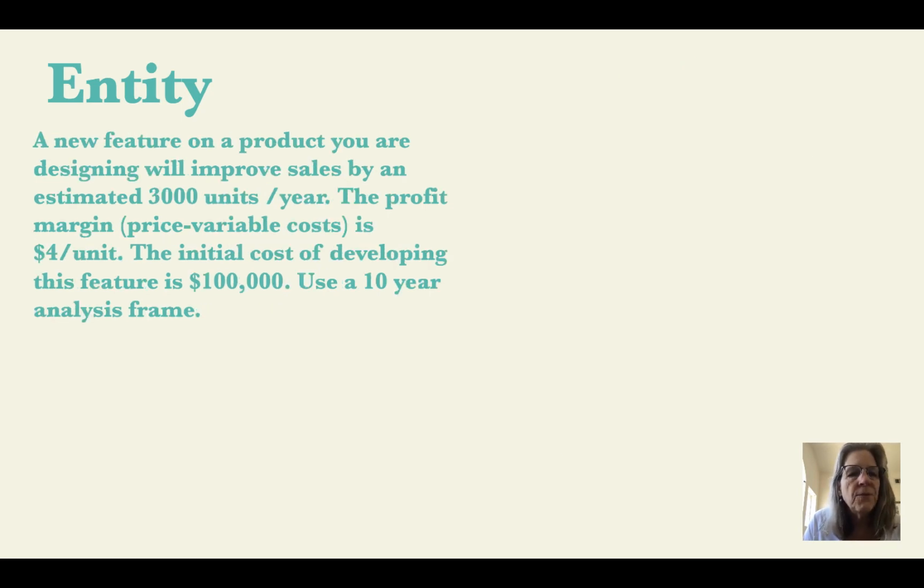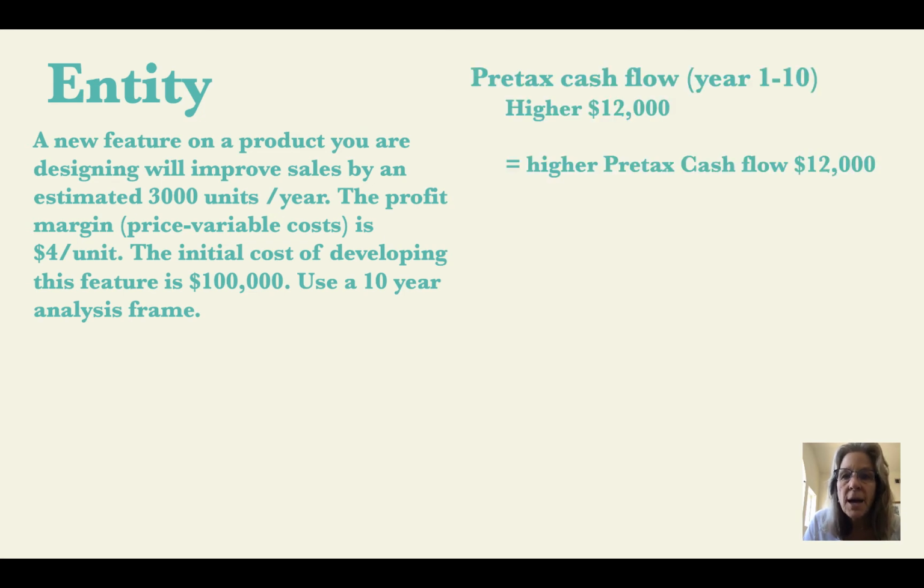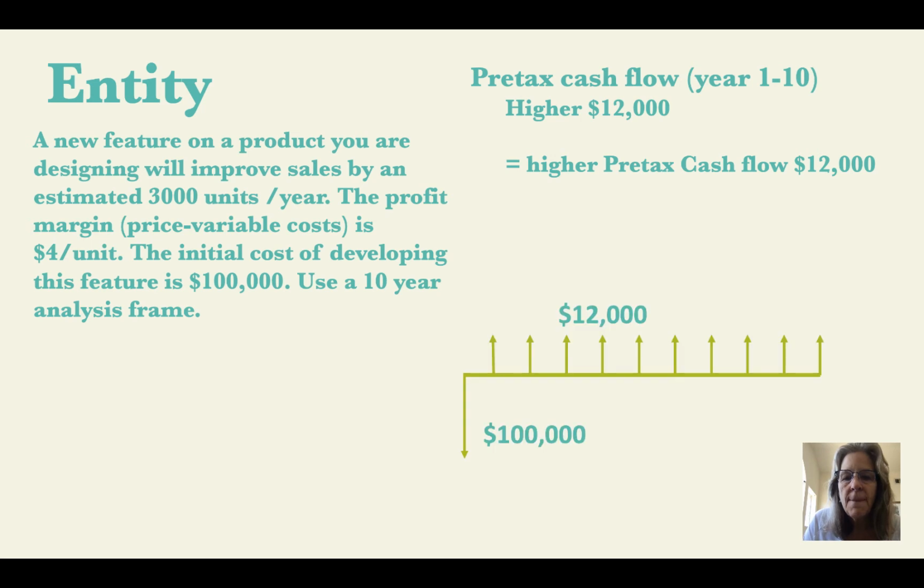Another example is a new feature on a product that you're designing that will improve sales by an estimated 3,000 units per year. The profit margin, or the price minus variable cost, is $4 a unit, but the initial cost of developing this feature is $100,000. Use a 10-year analysis frame. The higher cash flows for years 1 through 10 are just higher pre-tax cash flows of 3,000 units times $4 a unit, or $12,000. So that's what it looks like: we're going to invest $100,000 for $12,000 for 10 years.